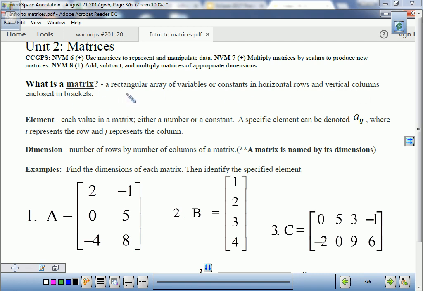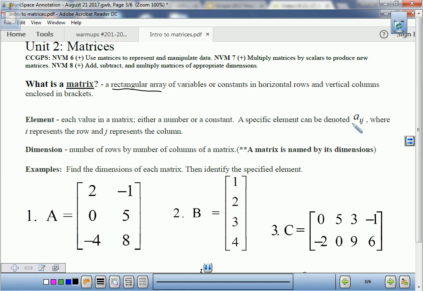And you guys have studied rectangular arrays, probably starting in elementary, maybe in middle. So you're used to organizing data, and so this is one way to do it. So this is an example of a matrix, number 1 right here. So this is matrix A. You will notice that matrices are named with capital letters. Now an element is a value in a matrix. It's either a number or a constant.